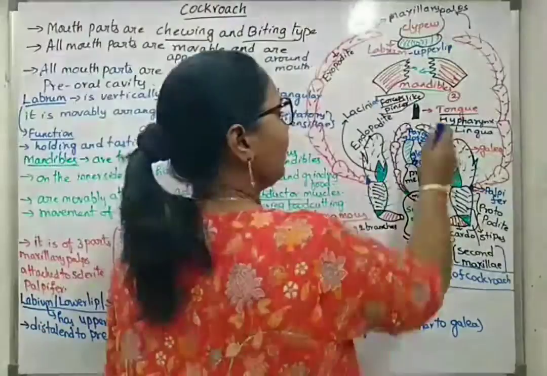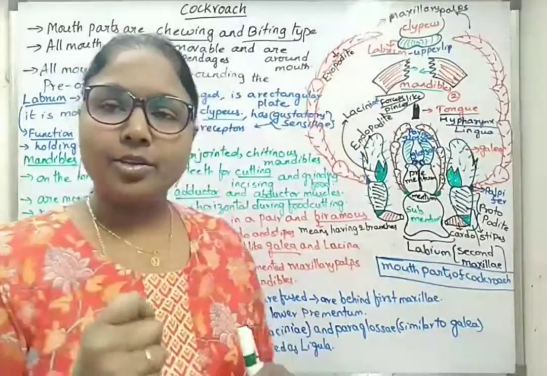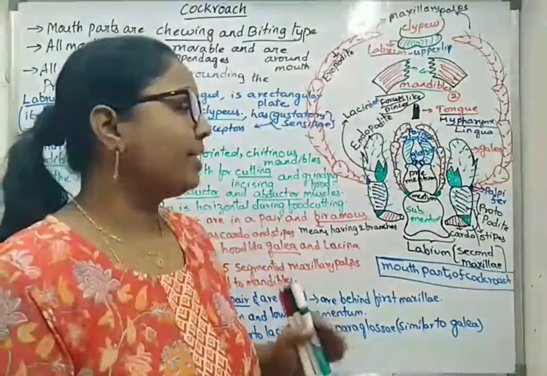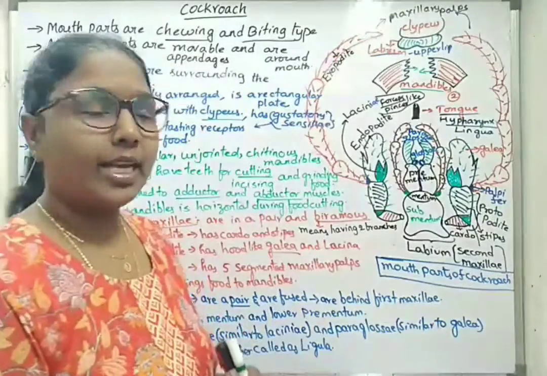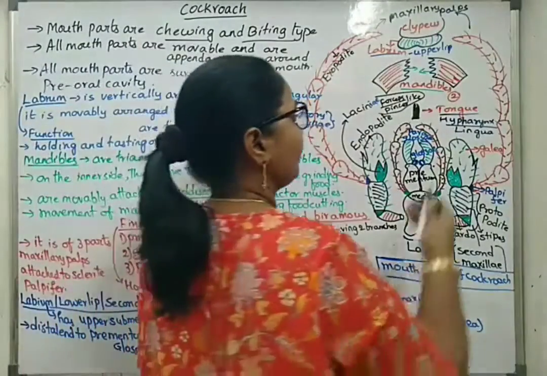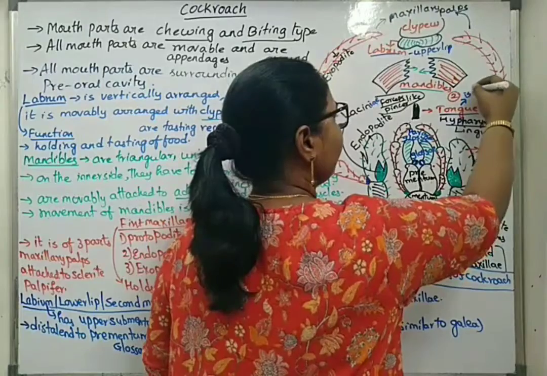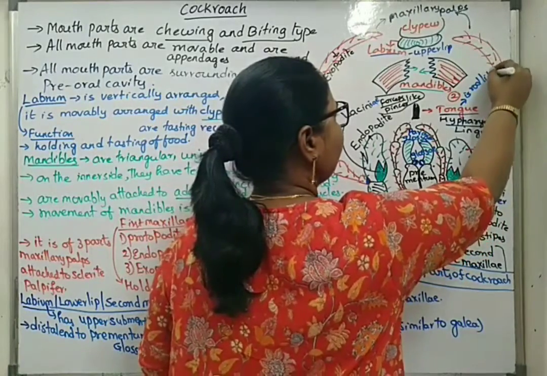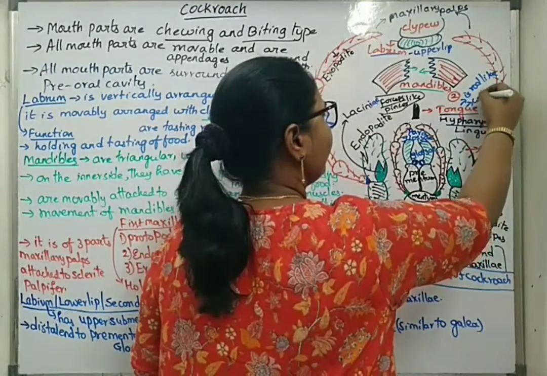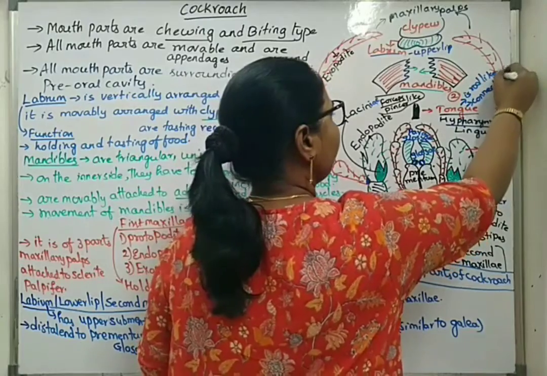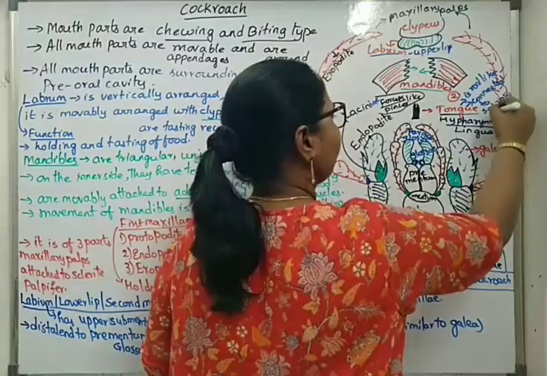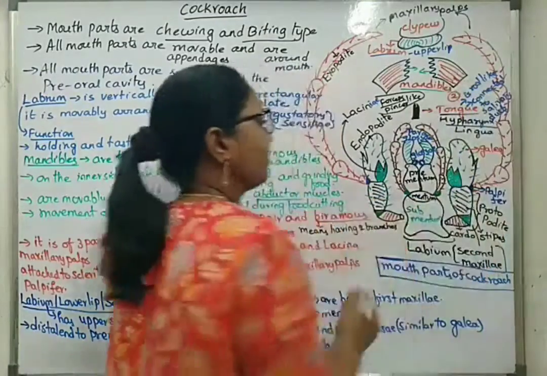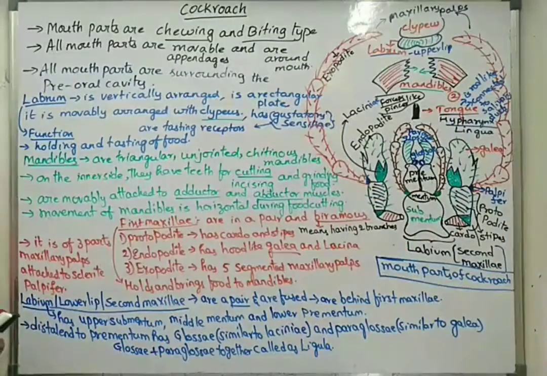Next, coming to hypopharynx. Hypopharynx is rod-like and groove-like. It is having groove-like sclerites. It is connected to the salivary duct with the help of efferent ducts. So the tongue is rod-like, connected to salivary ducts. So these are the mouth parts of cockroach.